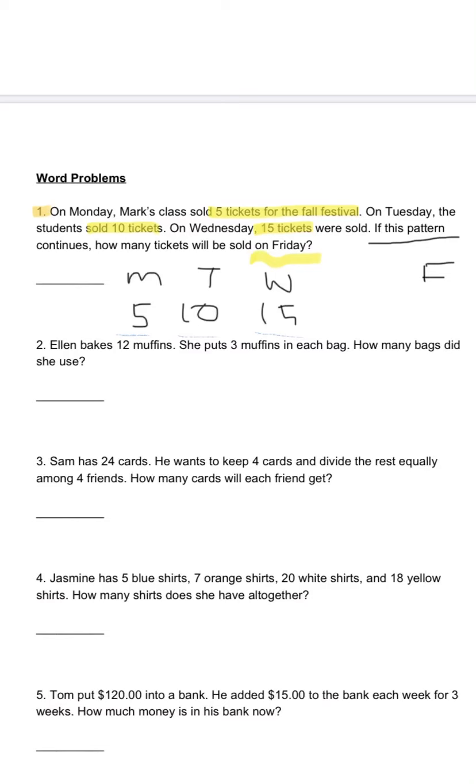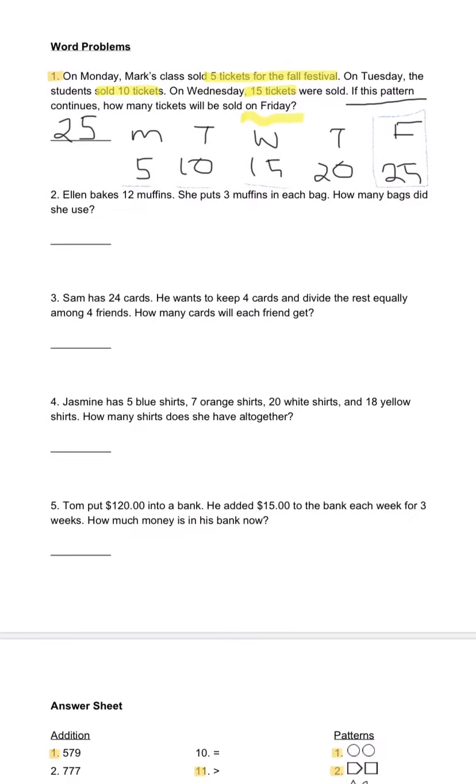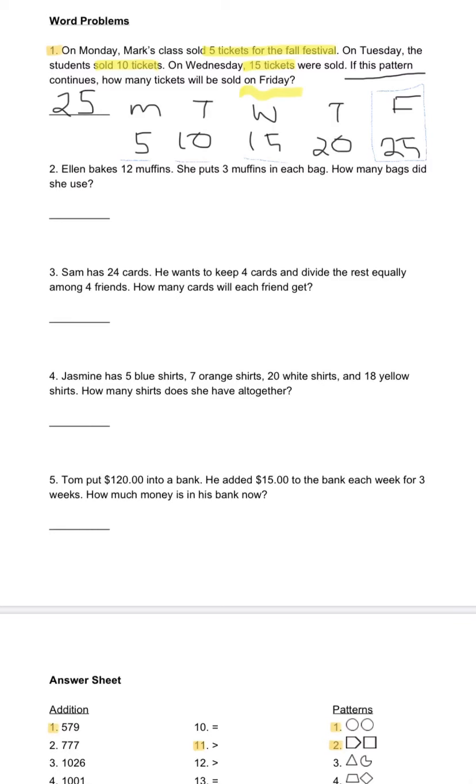So there's a Thursday. So what comes after 15? Well, 20, right? And then how about Friday? What comes after 20? 25, since it goes by 5, right? So here we have our answer. On Friday, if this pattern continues, then 25 tickets will be sold. Okay, easy. So go ahead and work on the rest of the word problems.